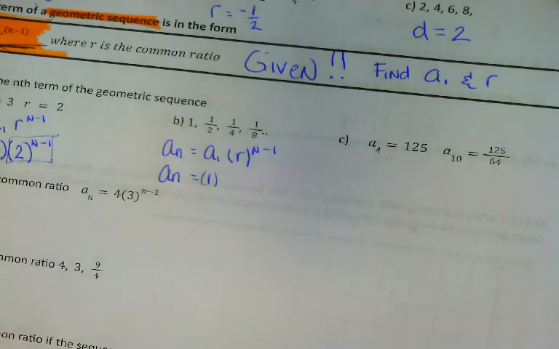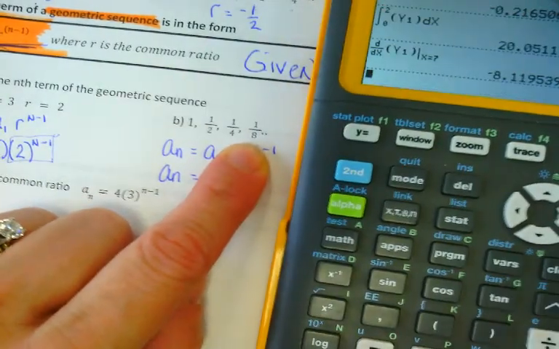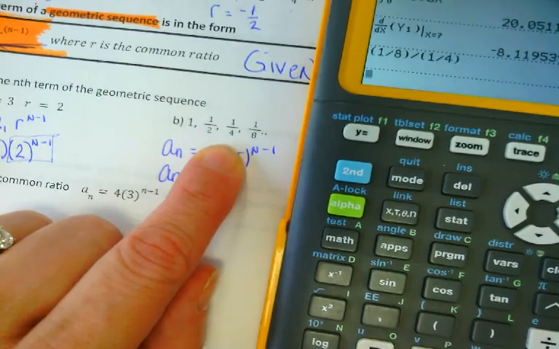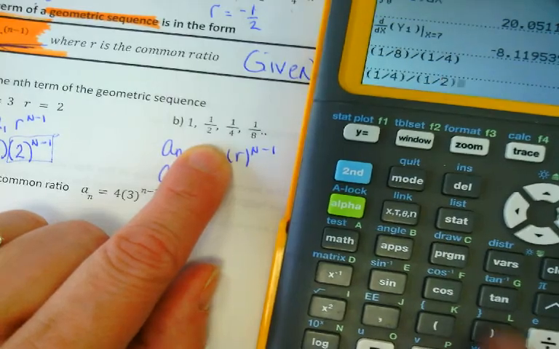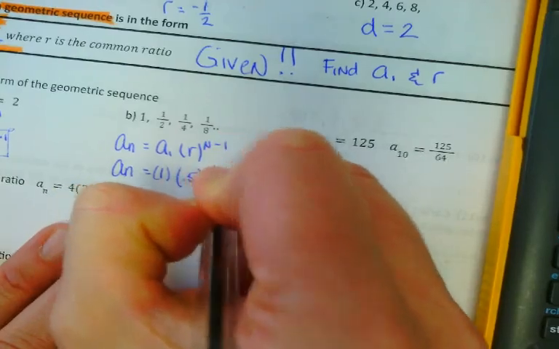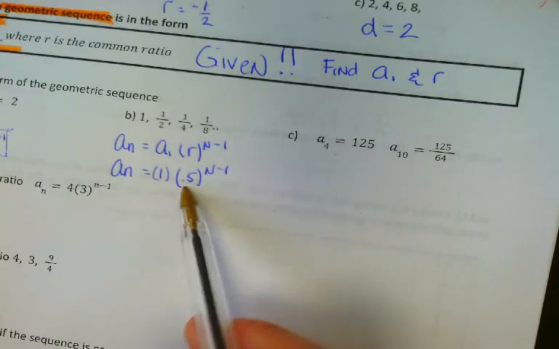How do I get from 1 to 1/2 to 1/4 to 1/8? I want to multiply by 1/2, right? If you didn't know that, you take the previous term. So I could take 1/8 and divide it by 1/4. I get 1/2. I could take 1/4, divide it by 1/2. I get 0.5. So my ratio is 0.5 or 1/2 to the n minus 1. Again, can't clean it up any further. This is attached to this.